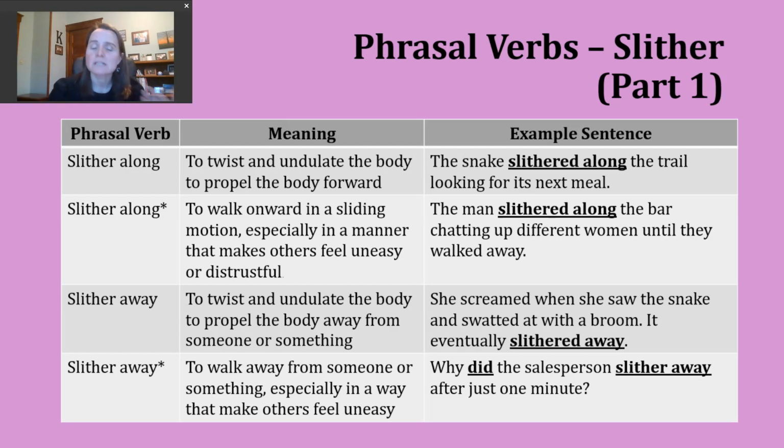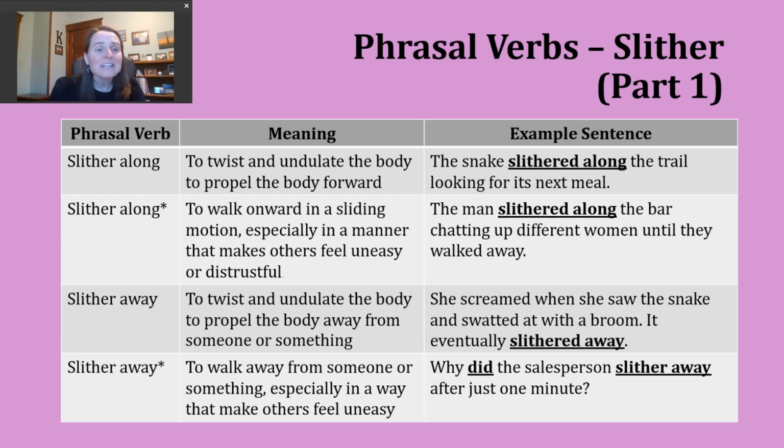The second way to use slither away is a little similar to our second definition of slither along. So here we're walking away from someone or something, especially in a way that makes people feel a bit uneasy. Why did the salesperson slither away after just 1 minute? Okay, so again, maybe not a very strong salesperson, comes across in kind of an uncomfortable way to others. But again, this person now has moved away. All of the examples here just happen to be in the simple past tense.